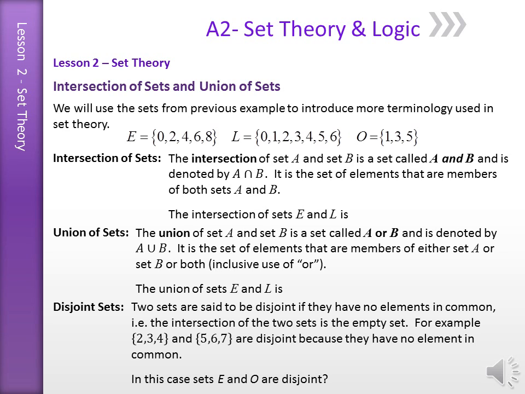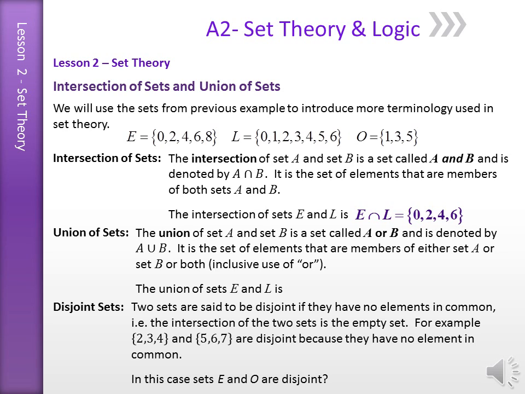Intersection of sets. The intersection of set A and set B is a set called A and B and is denoted by A intersect B. The intersect symbol is like an upside down U. It is the set of elements that are members of both set A and B. For example, the intersection of sets E and L would be E intersect L equals 0, 2, 4, and 6. Notice those 4 elements are in both E and in L.